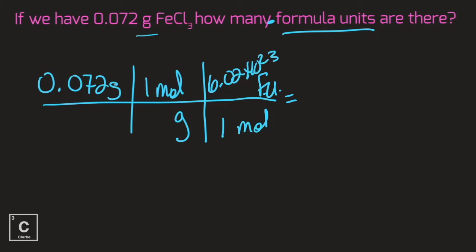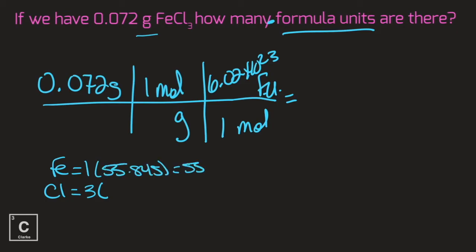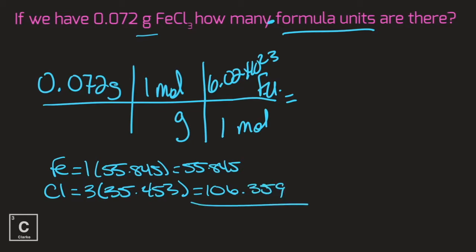Now, we still have to add up the molar mass of FeCl3. We've got 1 iron and 3 chlorines. Iron's molar mass is 55.845. I'm going to bring that over. Chlorine's mass is 35.453. I hope you have a periodic table in front of you and you're not just letting me pull all these out of thin air. I'm going to multiply that by 3, which is 106.359. Add these together, and 162.204 is the molar mass.